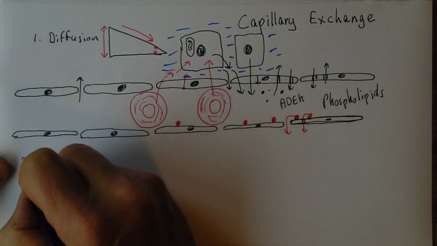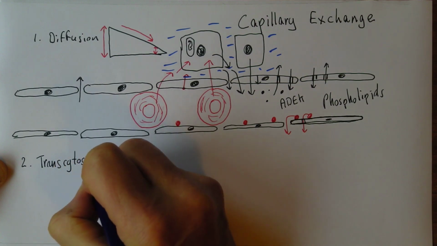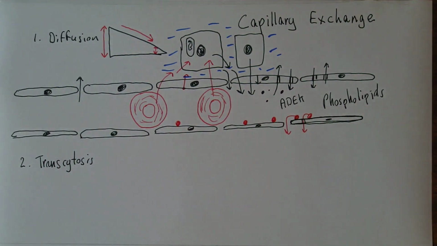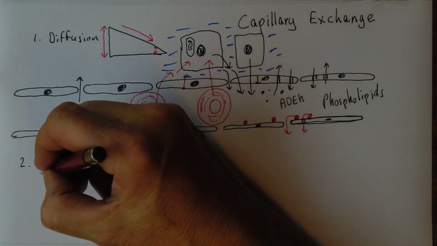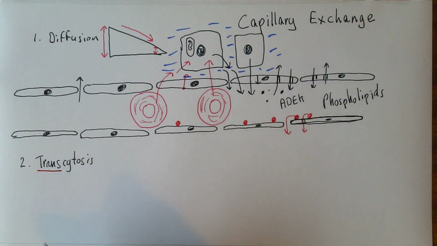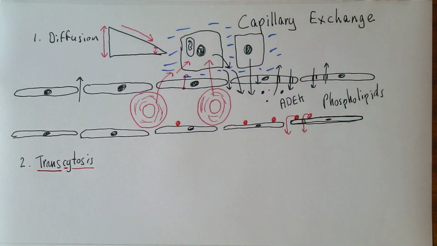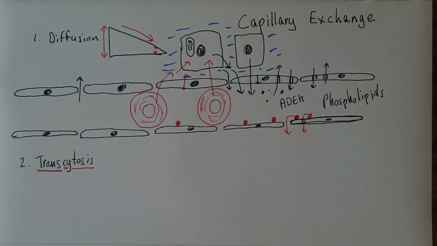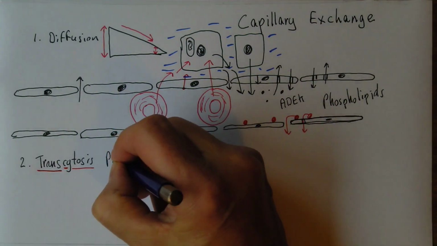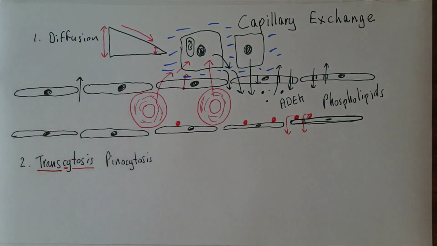The second is transcytosis. Trans means across. The Trans-Siberian Railway, where does that go? Across Siberia. Trans means across. Cytosis, of course, is a suffix meaning to do with cells. So transcytosis means across the cells. And this is a special process called pinocytosis.